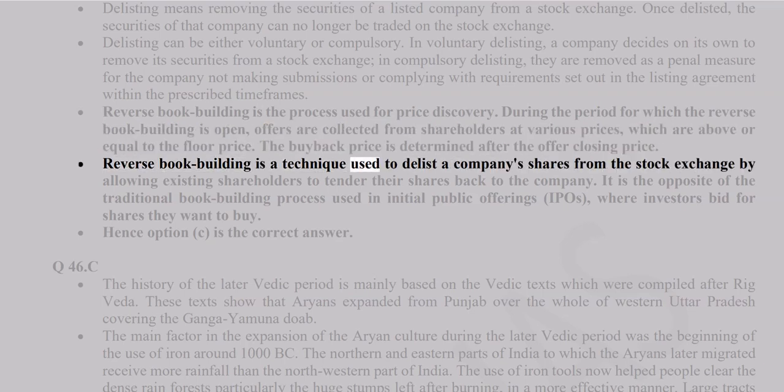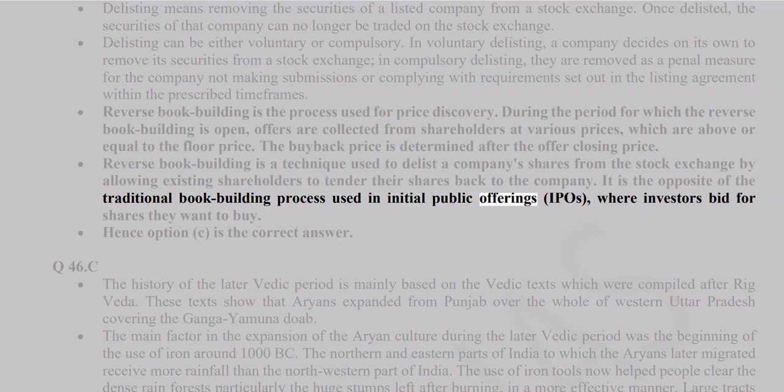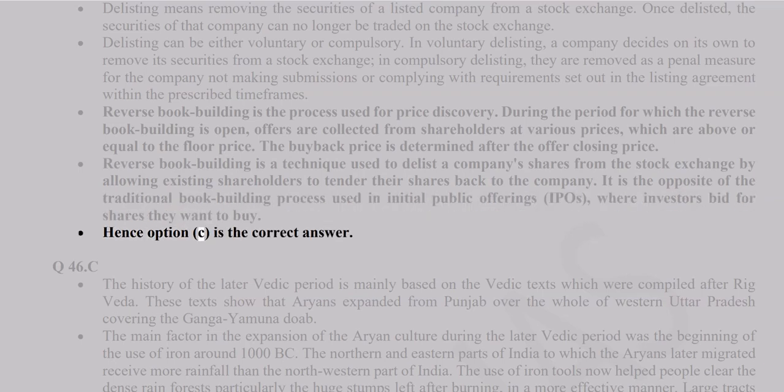Reverse book building is a technique used to delist a company's shares from the stock exchange by allowing existing shareholders to tender their shares back to the company. It is the opposite of the traditional book building process used in initial public offerings, IPOs, where investors bid for shares they want to buy. Hence option C is the correct answer.